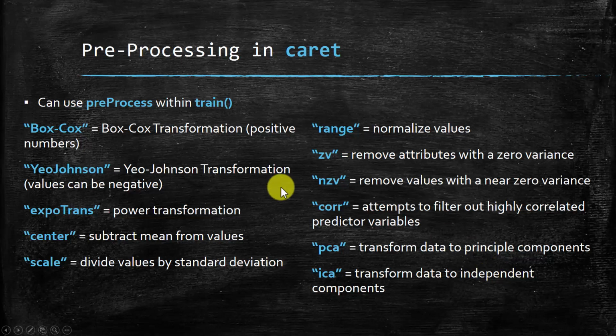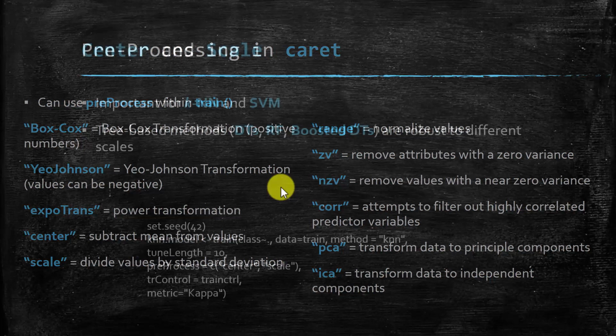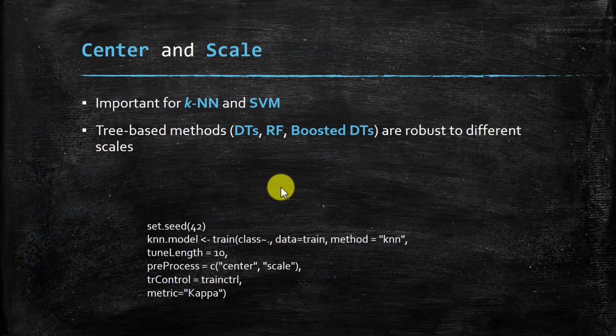Again, those may not be necessary based on whatever problem it is that you're trying to investigate, but they may be worth experimenting with. Center and scale, again, are some of the more common ones. For example, k-nearest neighbor and SVM require that. Tree-based methods like random forests, decision trees, and boosted decision trees generally are not very robust to that. They're not impacted by that greatly, so that may be less of an issue. Here's some code within a train model, showing you how you could set up center and scale. Again, you just set this preProcess argument, and then you're going to center and scale the data.